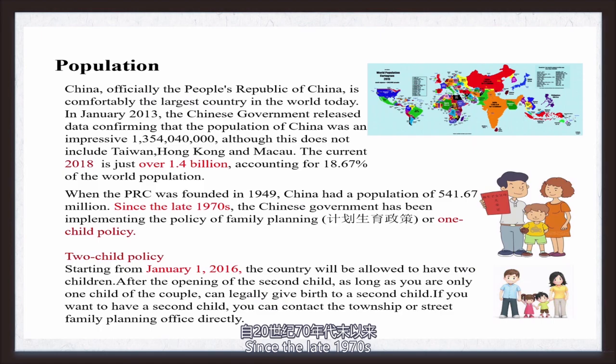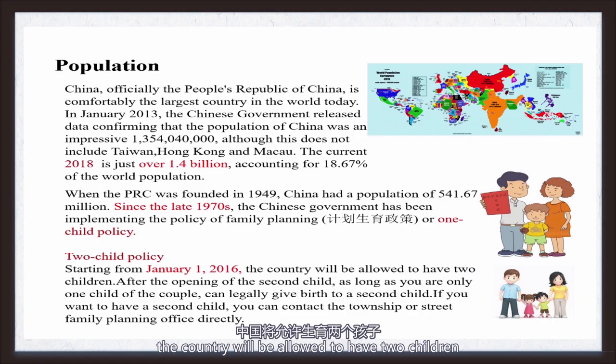Since the late 1970s, the Chinese government has been implementing the policy of family planning, or the one-child policy. However, with the development of society, considering lots of social factors, the Chinese government decided to change the policy recently and began to carry out the two-child policy starting from January 1st, 2016.